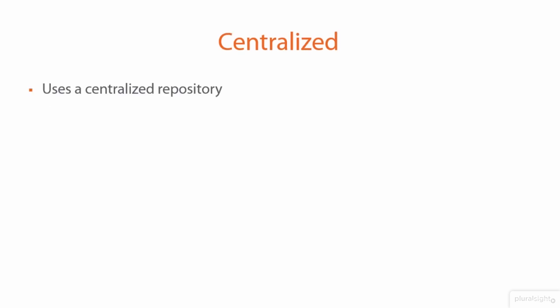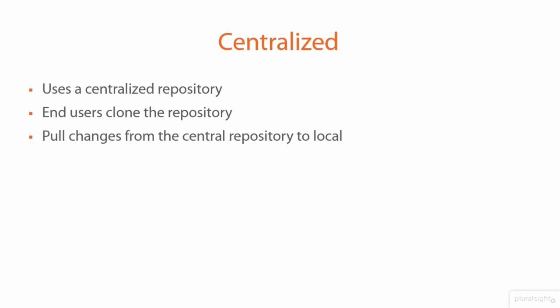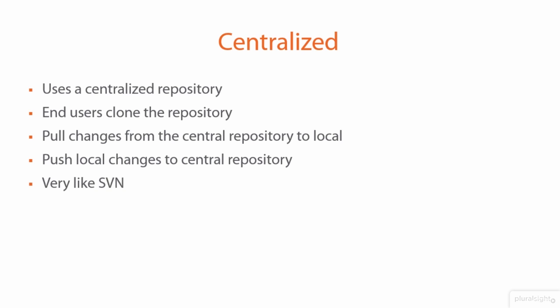In the centralized model, we have one centralized repository. End users simply clone that repository, and they pull all their changes from that central repository to their local machine. Any changes they make are saved locally, and then those local changes are pushed back to the central repository. So in effect, everybody's working on the same repository and on one branch within that repository. If you've ever used something like SVN or CVS, then this model is very similar to that.